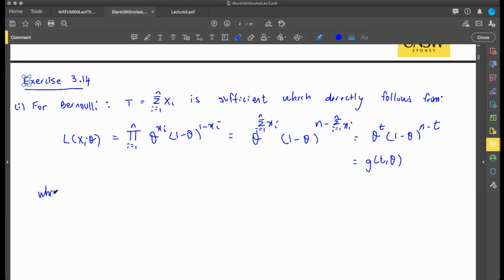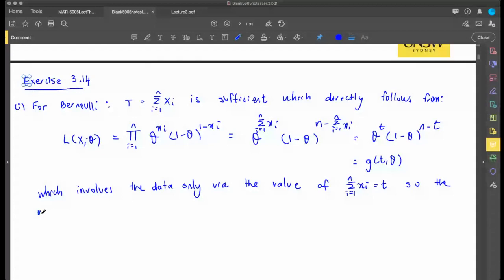Okay, so if we want to be more specific for this first example, this likelihood involves the data only via the value of t, where we've defined the value of t to be the sum from i equals 1 to n of x_i. So the whole right-hand side of this equation is my g_t of theta function.